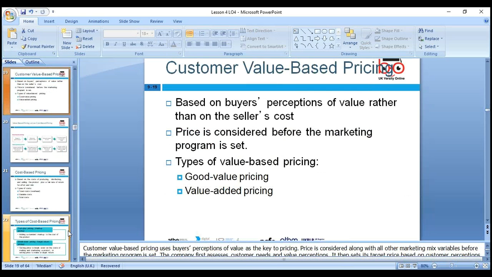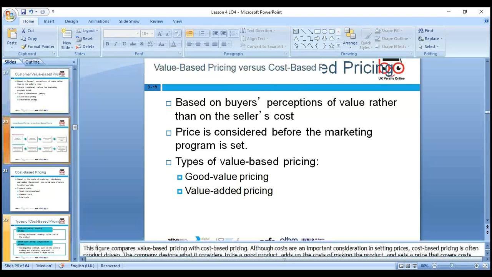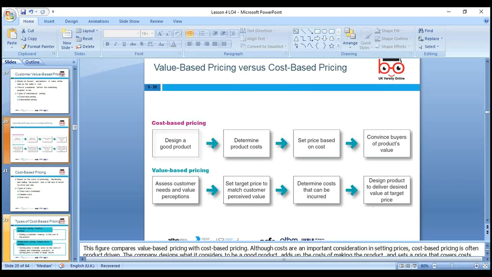Okay. So with customer value-based pricing, we always look at the customer and their perception about how we can create the value: good value pricing, value added. Maybe we're giving a few free things with it. We can create value which the customer was not expecting. So, value-based pricing versus cost-based pricing.